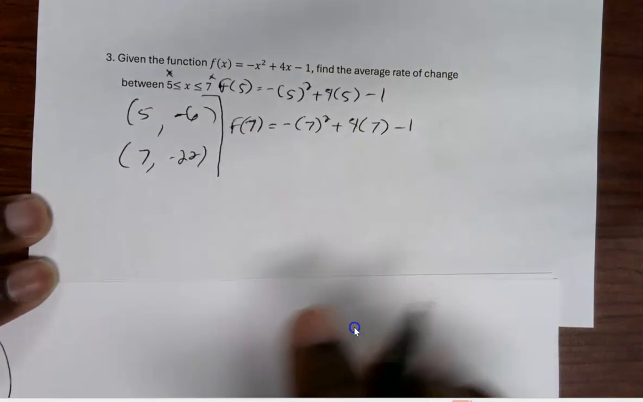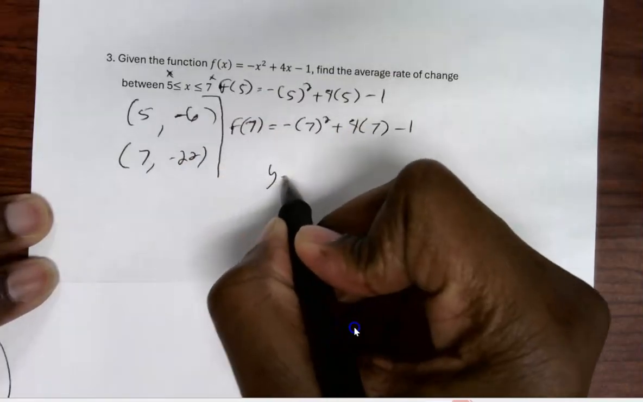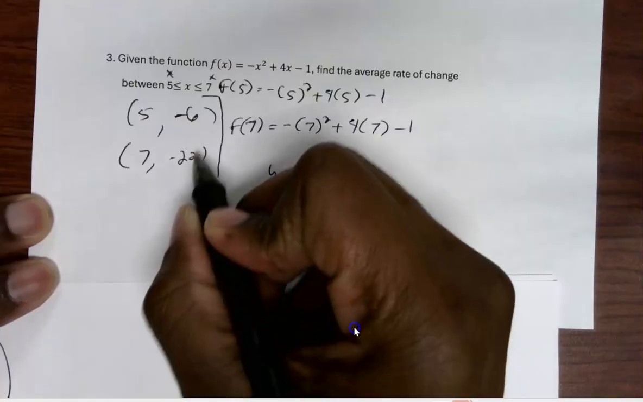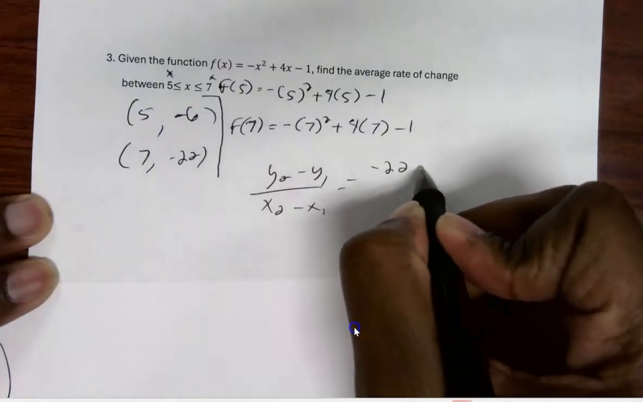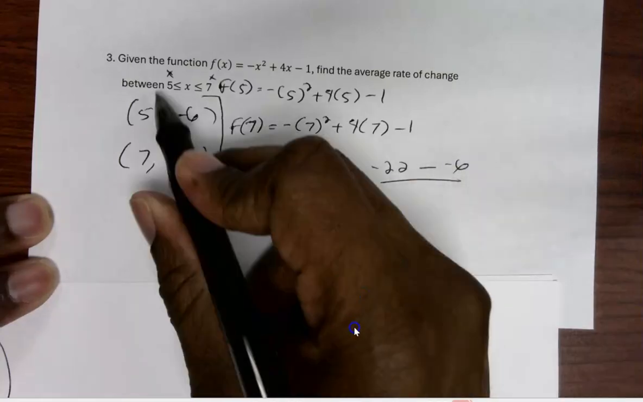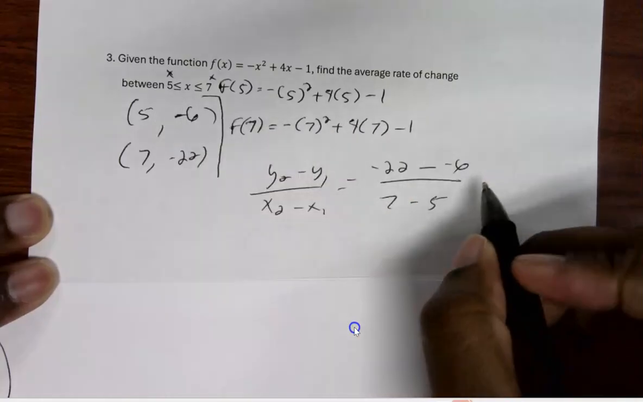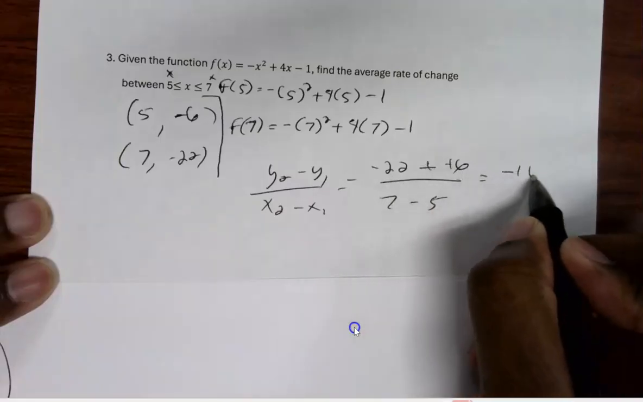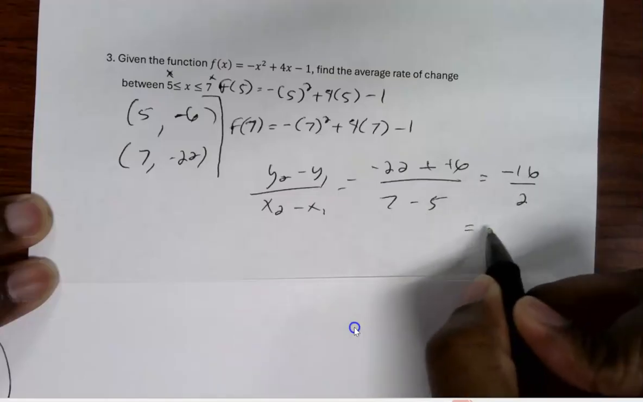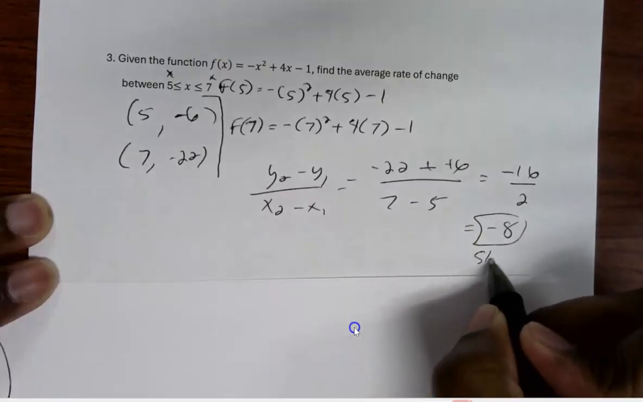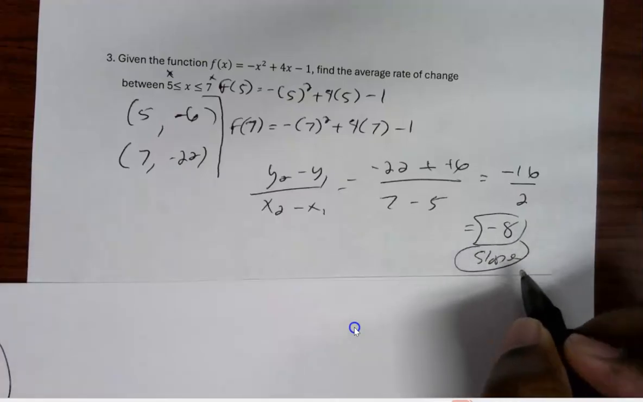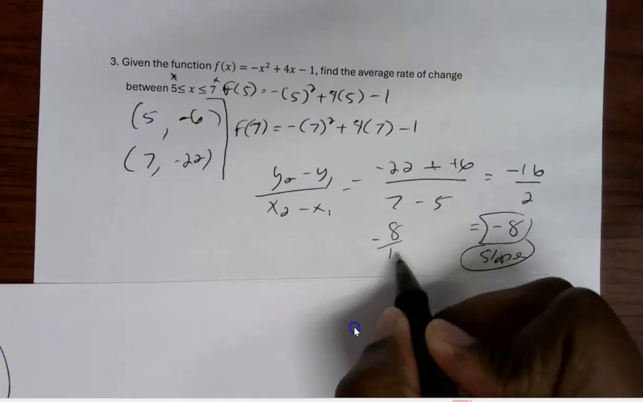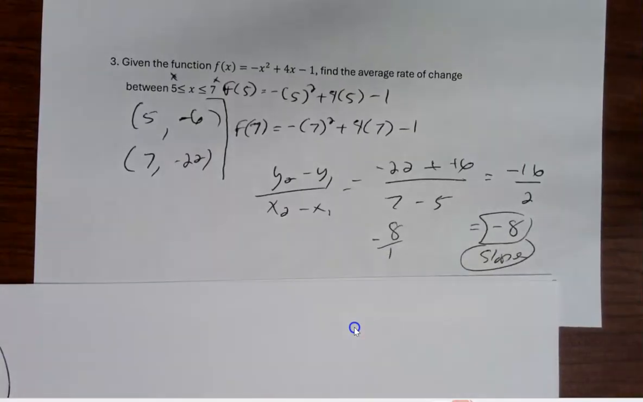I can find my slope. Simply subtract the y's on top, subtract the x's on bottom. So it's going to be negative 22 minus negative 6 over 7 minus 5. And this is going to be a plus, so it's negative 22 plus 6, which is negative 16. 7 take away 5 is 2. That's negative 8. So my slope is negative 8. For every 1 that you run, you fall 8. Negative 8 over 1. And that's what it means.